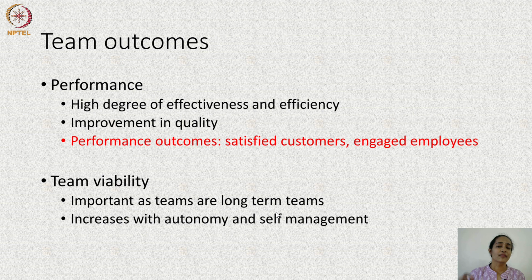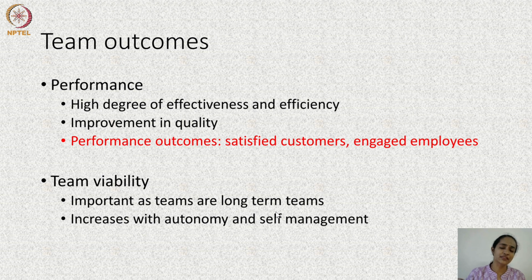But more importantly, there are performance outcomes which go beyond effectiveness and efficiency. And that is, one, Agile teams have more satisfied customers. These customers can include members who are within the organization, or internal customers, and external customers as well. And very importantly, Agile methodology ensures that the employees are highly engaged in the work that they do. And because of the way the work is structured, members have a lot of opportunity to learn when they work in Agile teams. Another important outcome for teams in Agile is team viability.